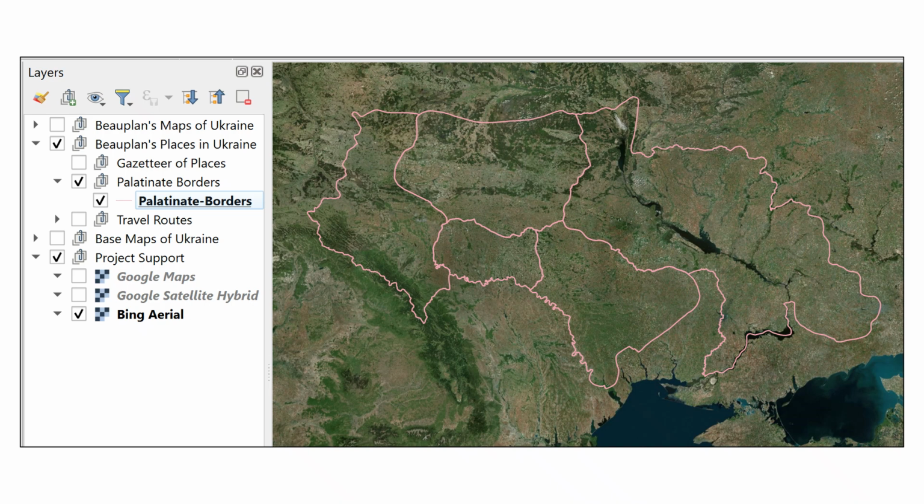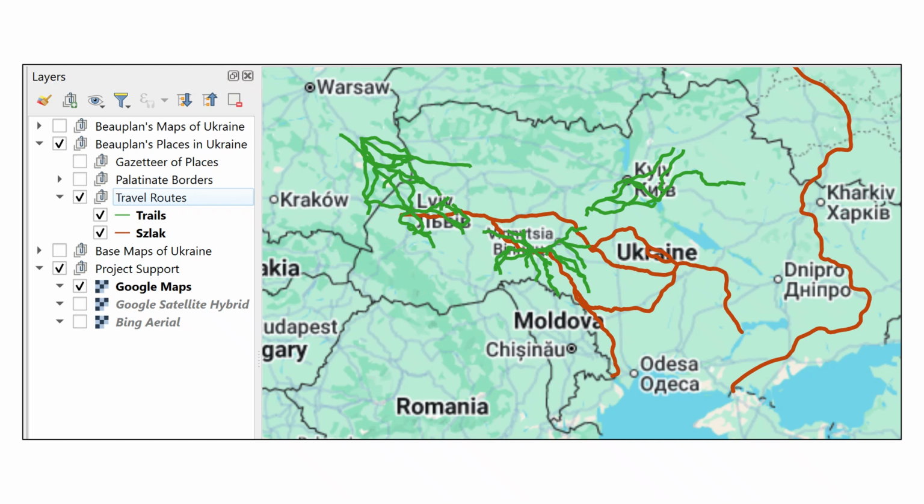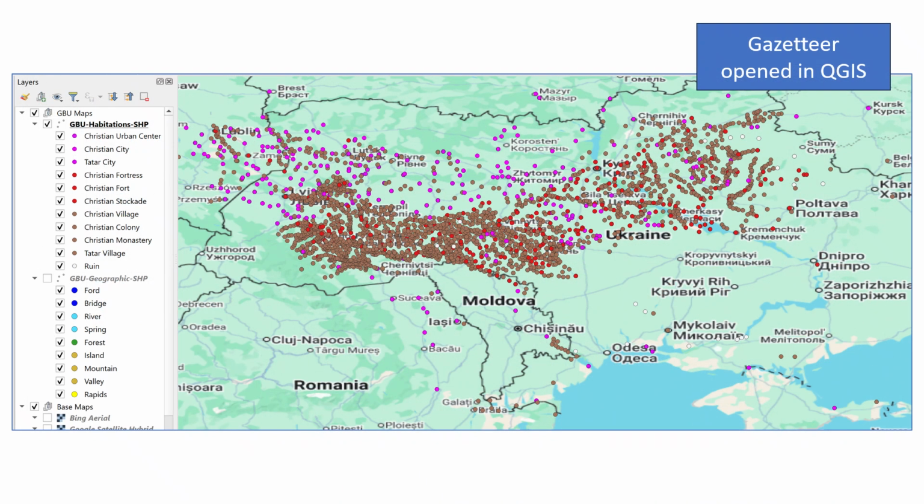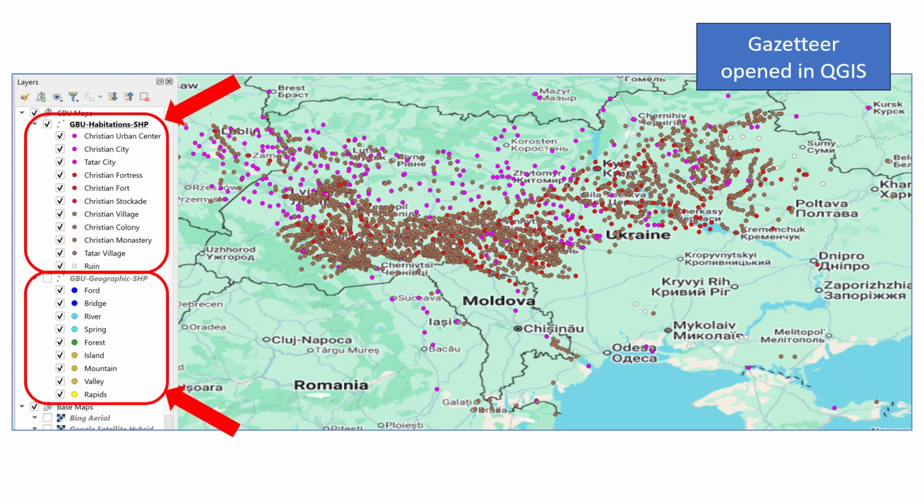Regarding Beauplan's Places in Ukraine section of the repository, here are Beauplan's Palatinate borders superimposed on a Bing aerial map. And here are the shlyakh and trail routes shown on Beauplan's maps, laid over a Google Maps layer. And finally, here is the shapefile version of the gazetteer of Beauplan's Places. Note that the gazetteer of Places is broken into habitations and geographical features.